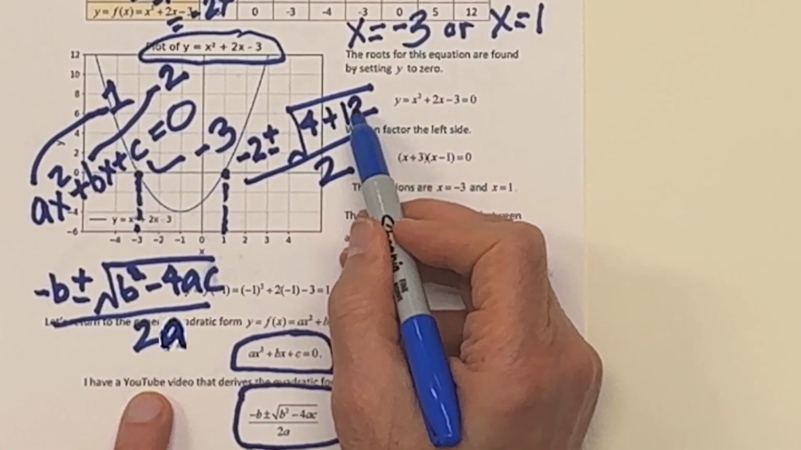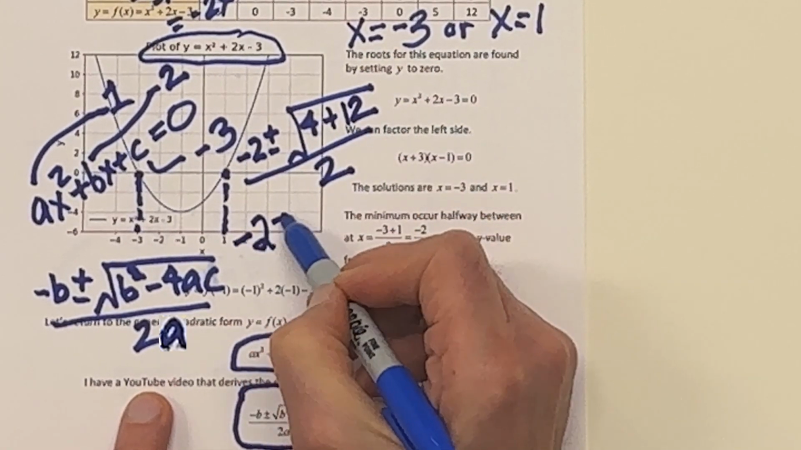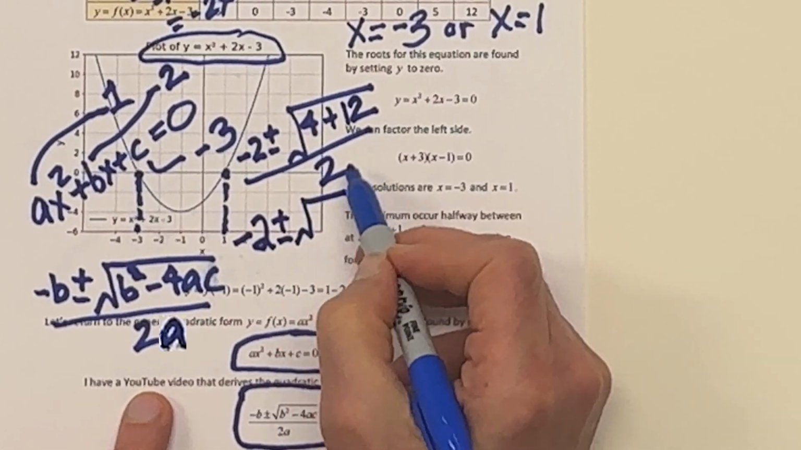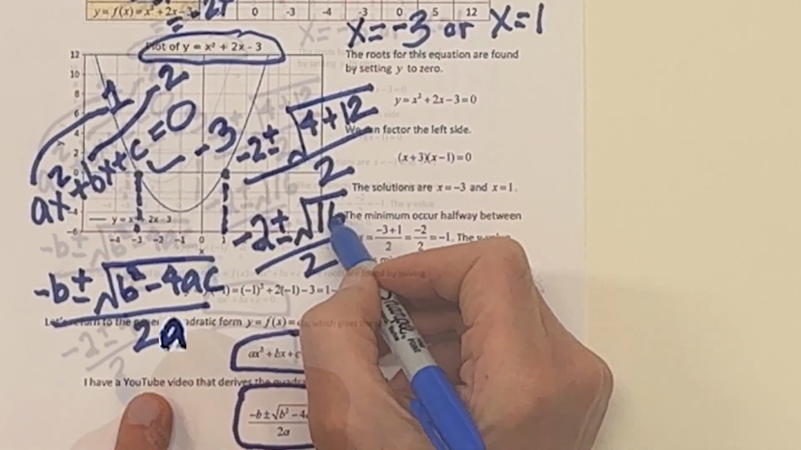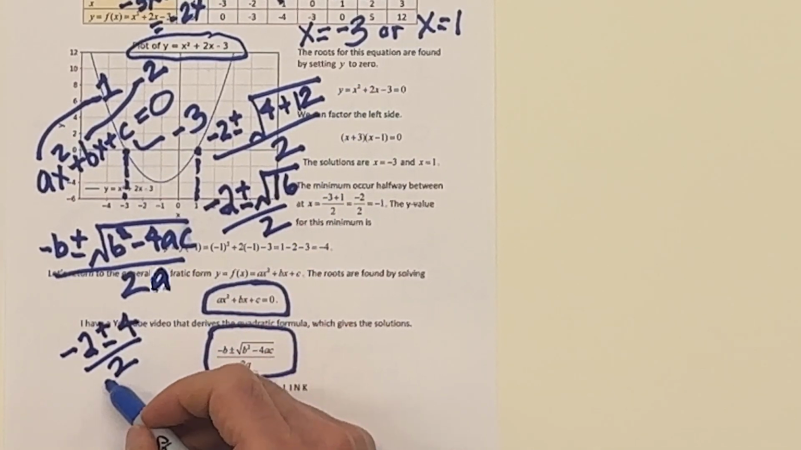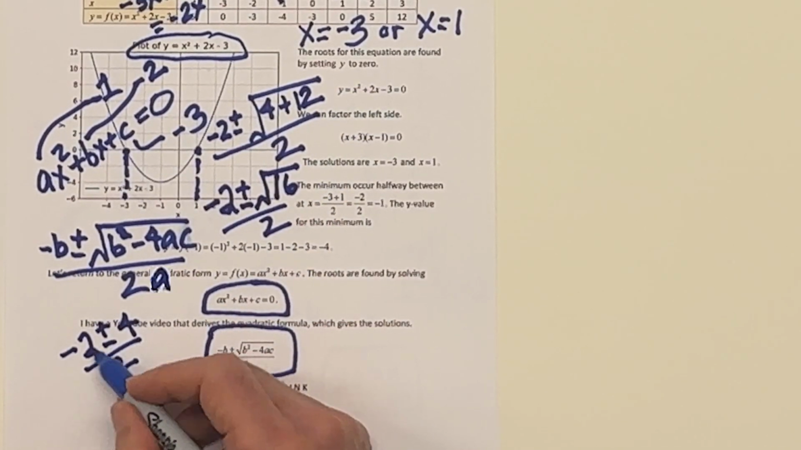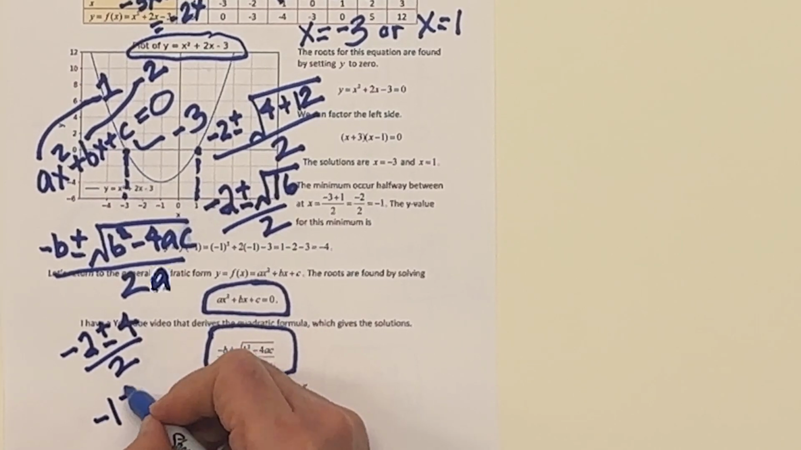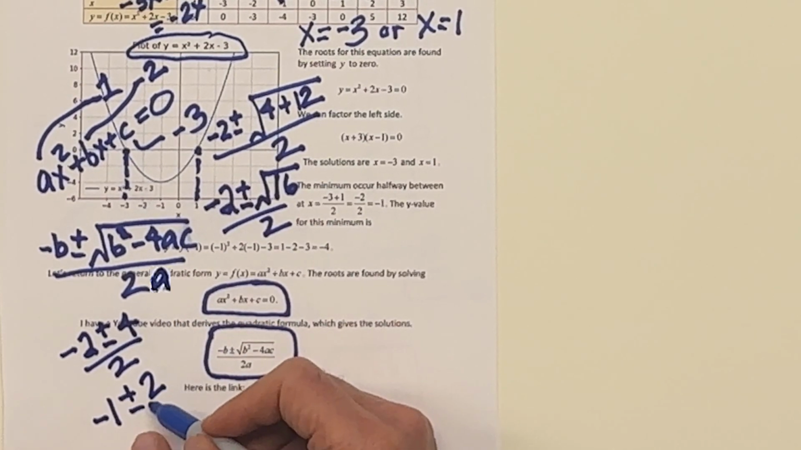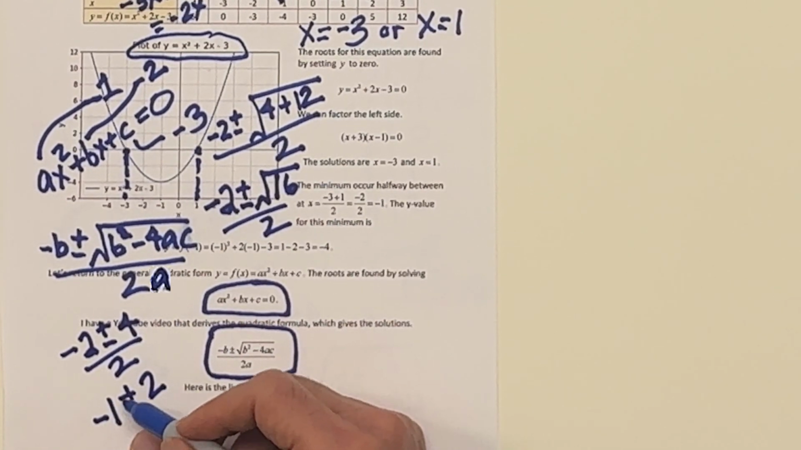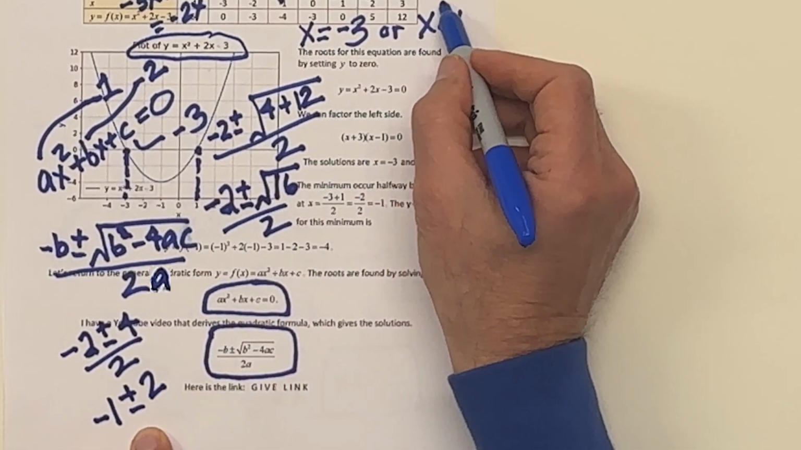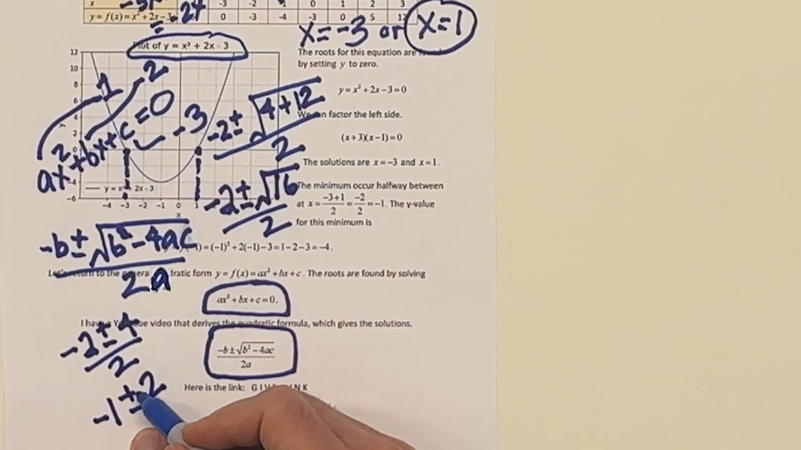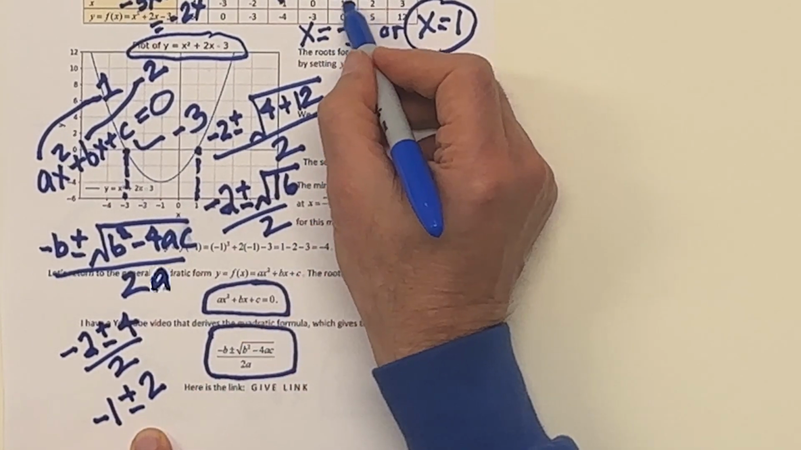Now 4 plus 12 is 16, so this is -2 plus or minus the square root of 16 over 2, and the square root of 16 is 4. And I could simply do that this way by dividing by 2, -1 plus or minus 2. So that means the answers are -1 plus 2, which is 1. That's this one here. Or -1 minus 2, which is -3, which is this one here.